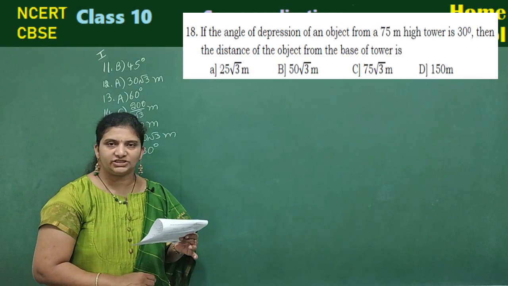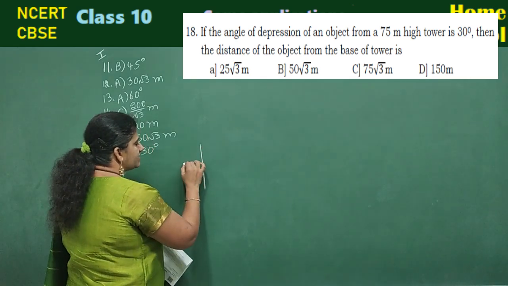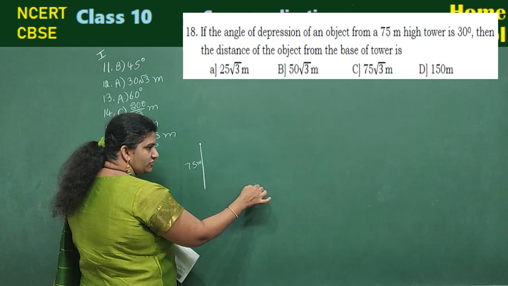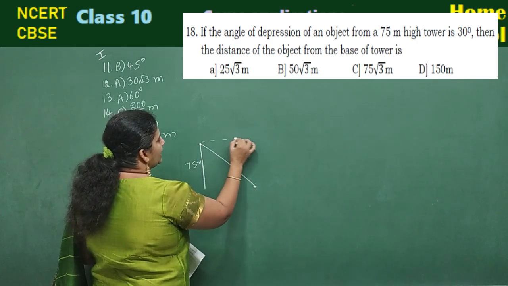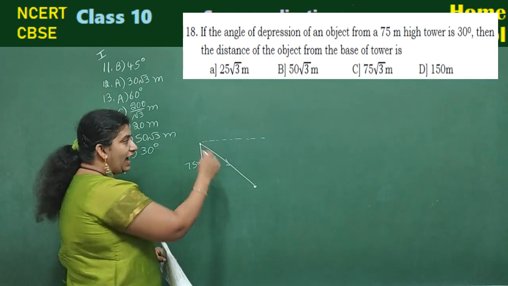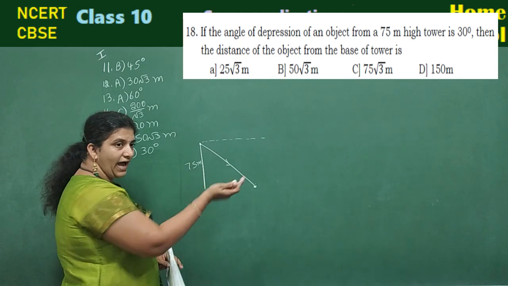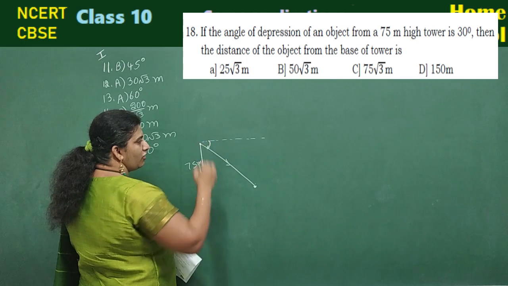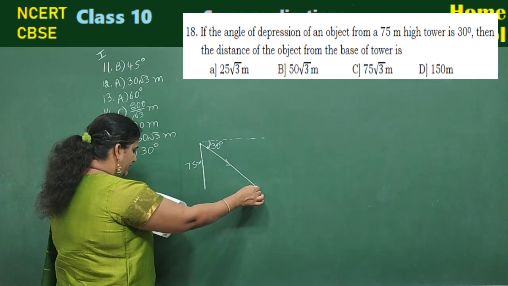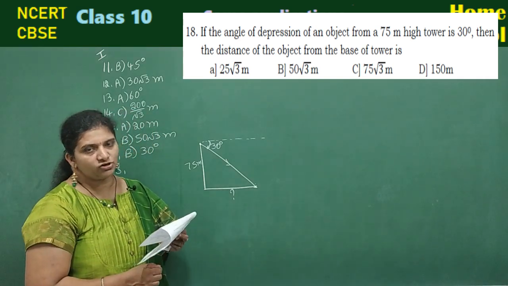18th one. If the angle of depression of an object from a 75 meter high tower is 30 degrees. This is the tower, 75 meters, and from the top of the tower, the angle of depression to the object. The object is here. Understand the problem carefully. What is the angle of depression? It is the angle formed between the line of sight and a horizontal line. The angle of depression is always below the horizontal line, whereas the angle of elevation is above the horizontal line. This is the angle of depression. What is the depression angle given here? 30 degrees. Then the distance of the object from the base of the tower. This is the base of the tower. What is the distance from the object to the base of the tower?